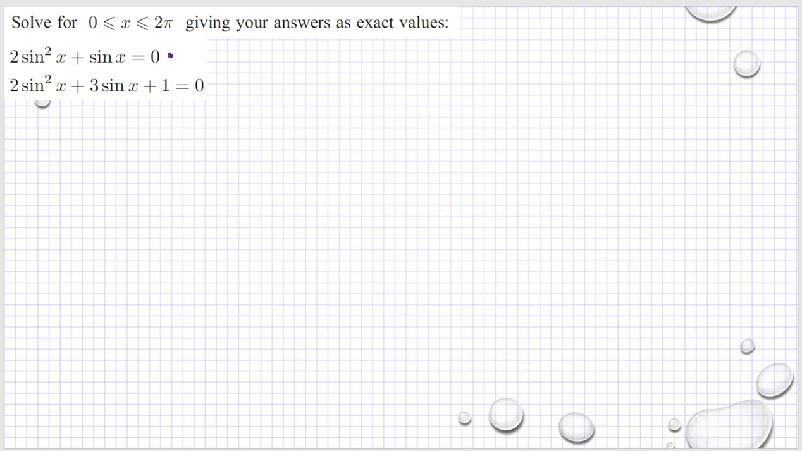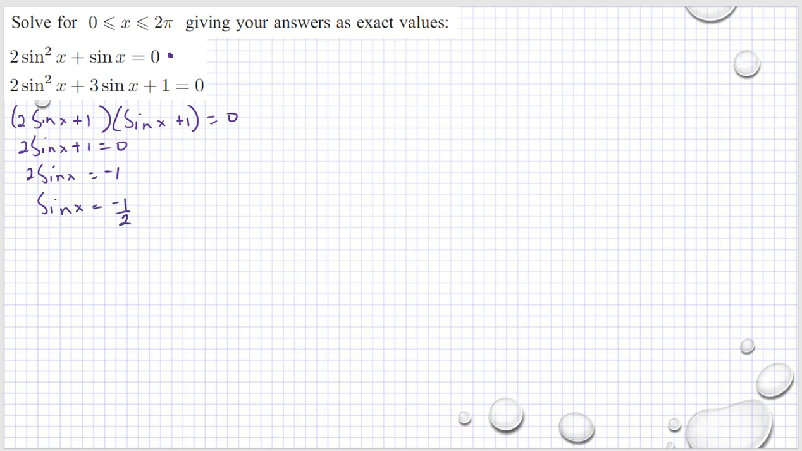Okay, then we have 2 sine x, and then the other one is sine x, and then we have all of them positive, plus 1 is equal to 0. So we have 2 sine x plus 1 is equal to 0. So we have 2 sine x is equal to negative 1, and then sine x is equal to negative 1/2.